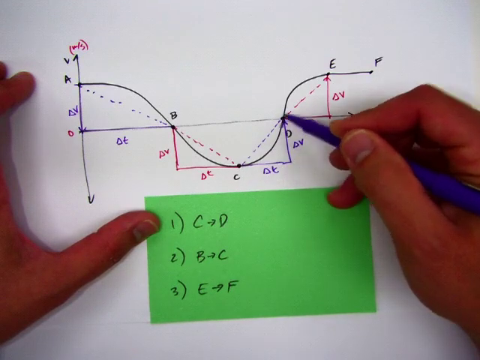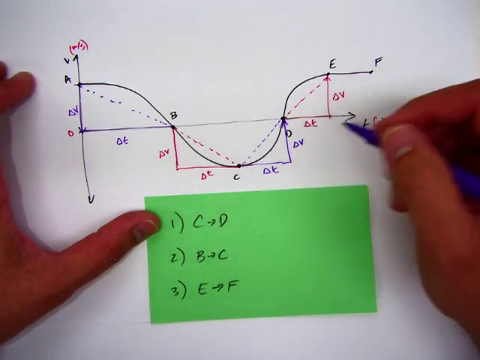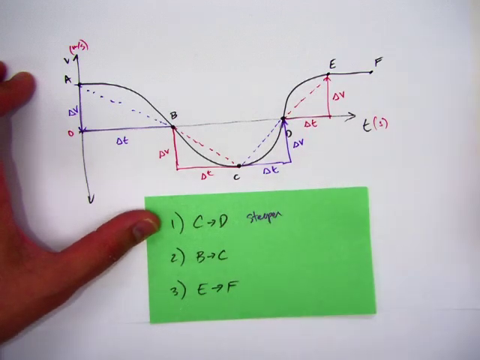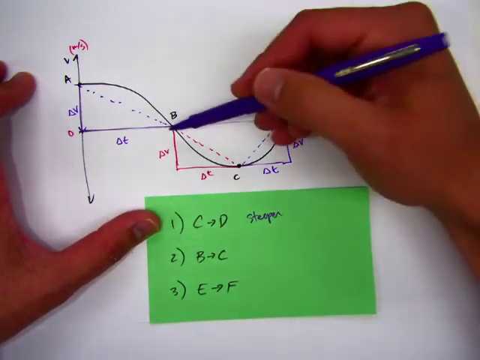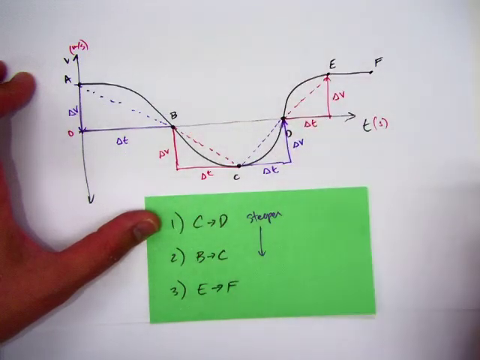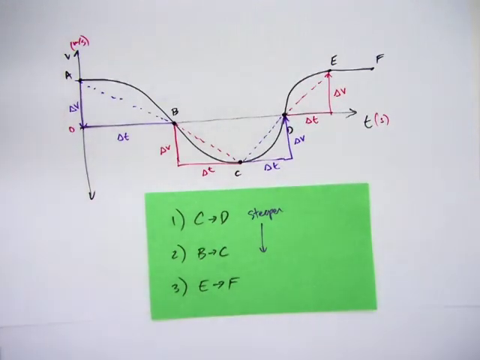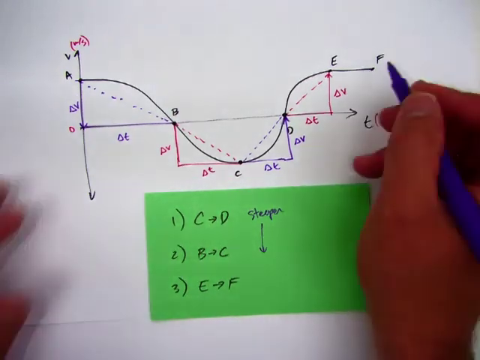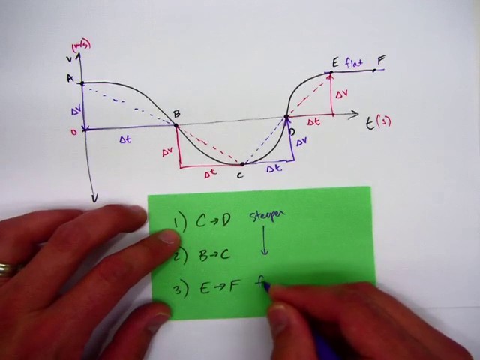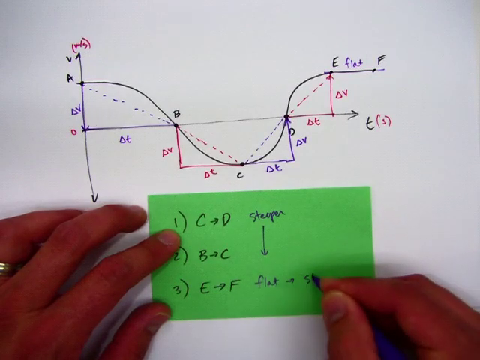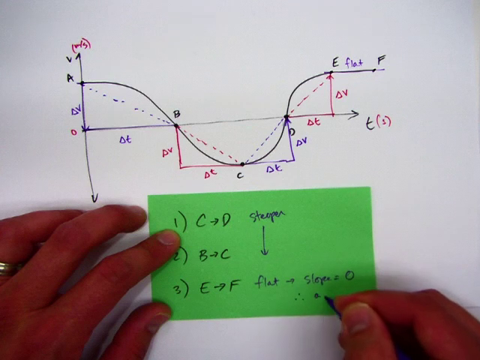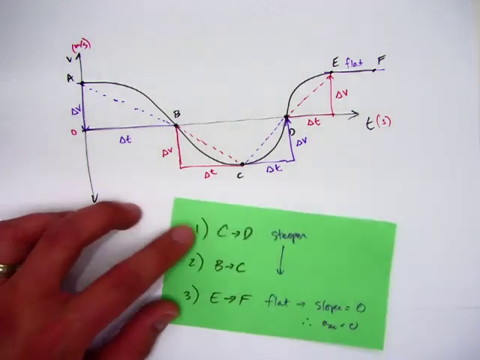From C to D is a little steeper than from D to E. So steeper means it's a little bit of a greater value of the slope. And then from B to C is a little steeper than from A to B. Right? So it's a little greater negative slope. And then from E to F, the line is flat. So flat means slope is 0, therefore average acceleration is 0.